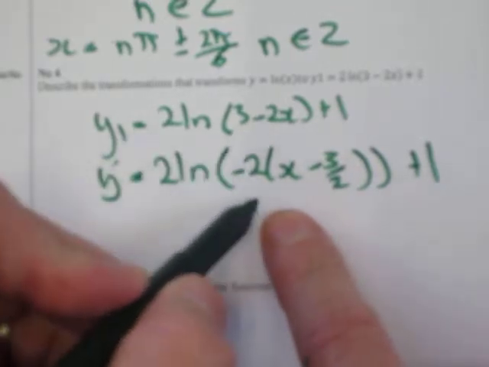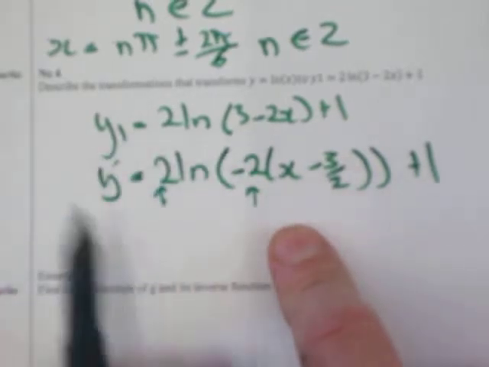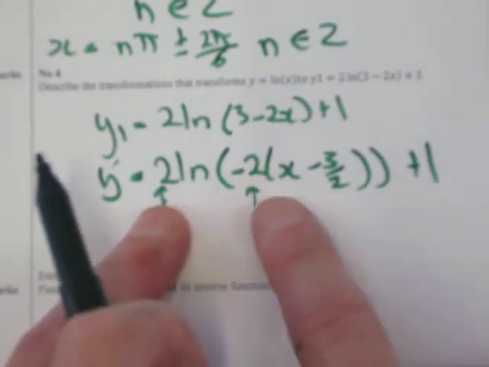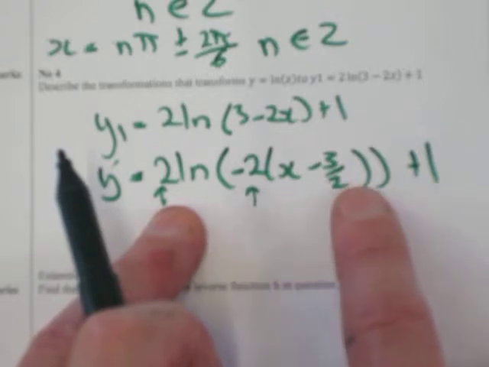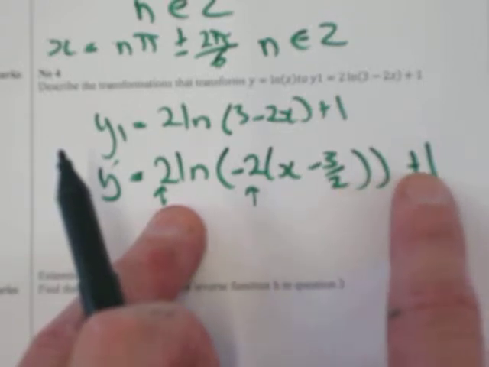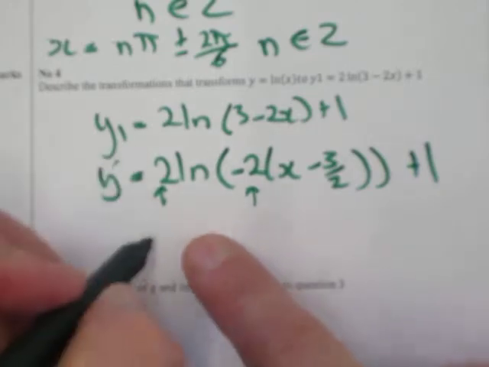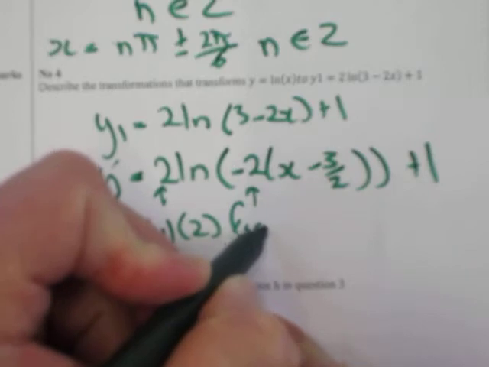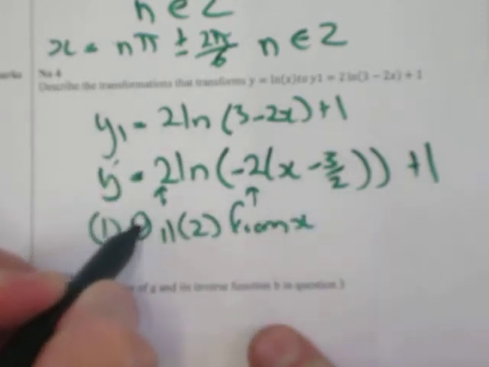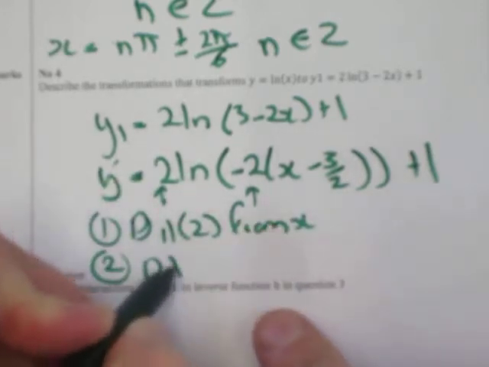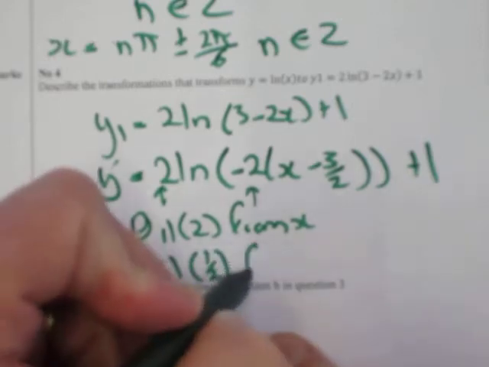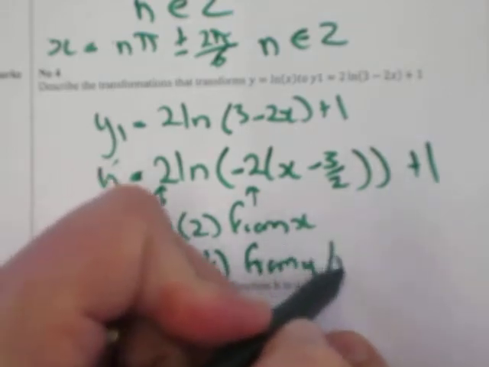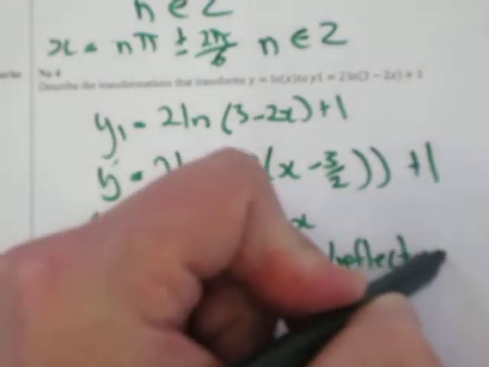The order, you must talk about this and this first. It doesn't matter about the order, but this and this must be discussed first. As long as these as a group are done first before the left, right, up, down, that's fine. So in this case here, you've got a dilation, I'll call this number 1, dilation of 2 from x. Second, we've got a dilation of, I hope you got this right, a half from y, it's not 2. And then you can also put there reflect in y as well.